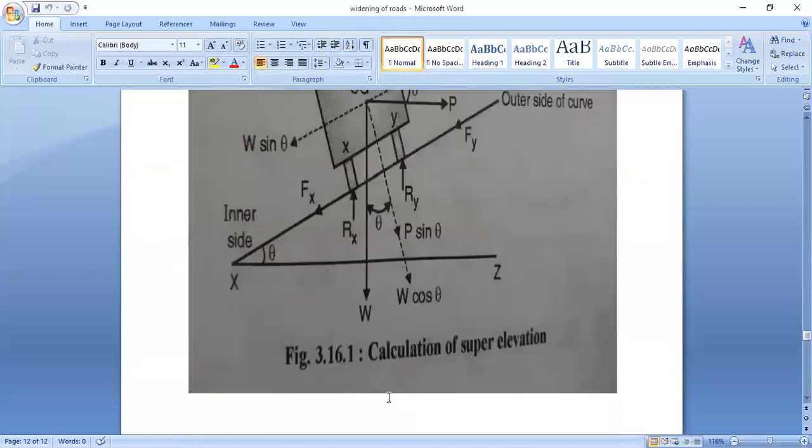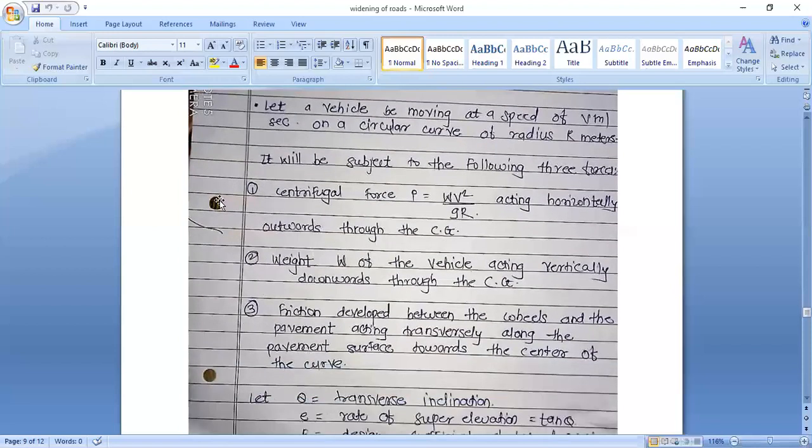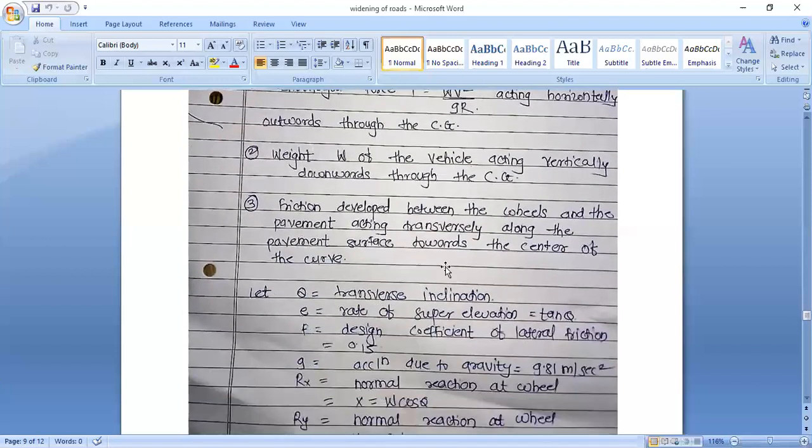Now we just revise the calculation of super elevation. Now see, for calculating super elevation, consider a vehicle moving with speed v meter per second on a circular curve of radius r meters. Then we have to consider three forces on this vehicle. First is the centrifugal force, P is equal to W V square upon G into R. Second is the weight of vehicle, acting vertically downward, and third is the friction developed between the wheels and pavement, acting transversely along the pavement surface.